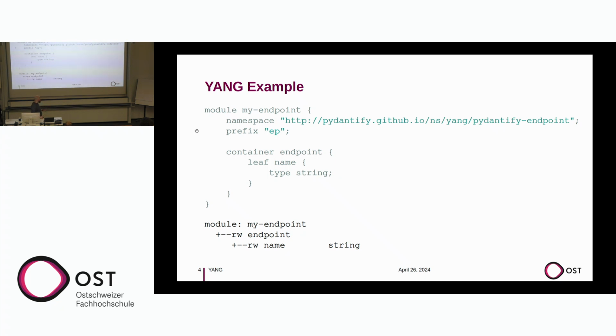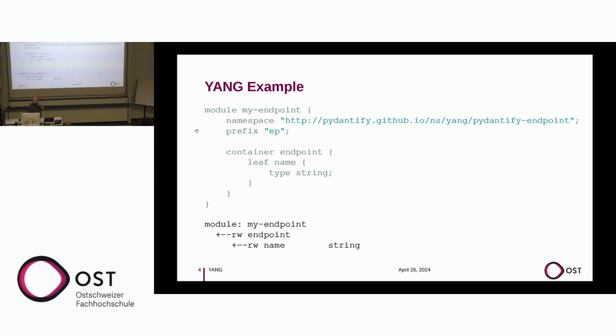And we have a prefix. The prefix is used if we include this model in another model and we want to reference something, we can use this prefix. Because we can also define our own data types, or we can include other data types, we can include other groups and reuse them, and then we need this prefix.